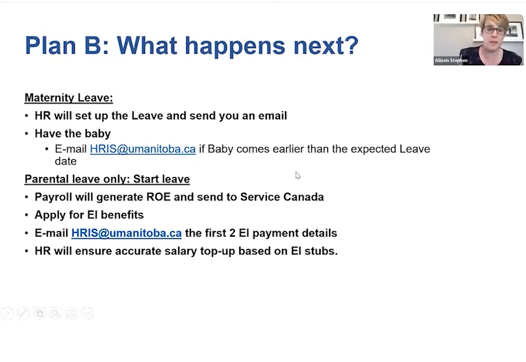So then you would just keep getting paid for the top up portion that the university pays you. Once you've hit the end of that, then you would just be getting EI only. And as it gets close to you needing to return to work, you would coordinate your return date with your employer and/or your supervisor, and they would have to send in a return to active status form to basically start up your pay again and your benefits and that kind of thing.